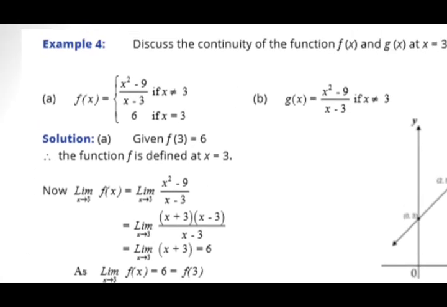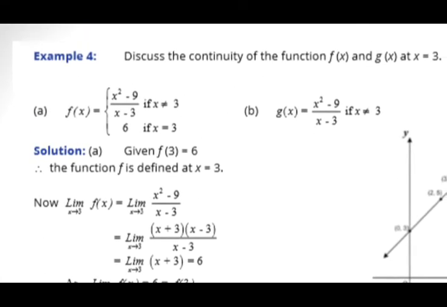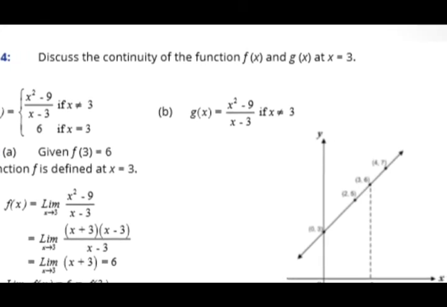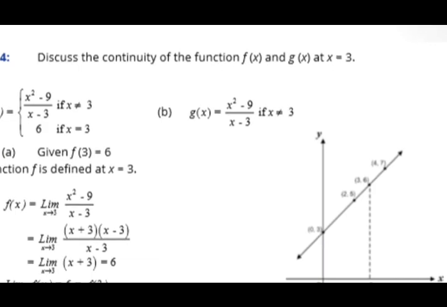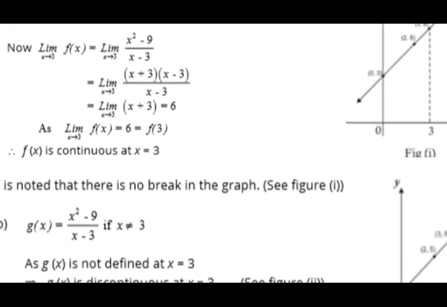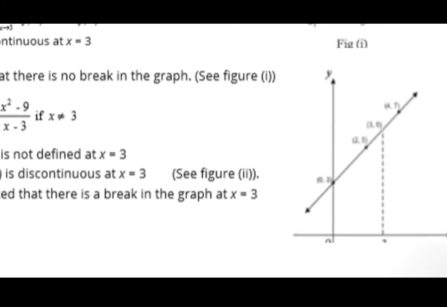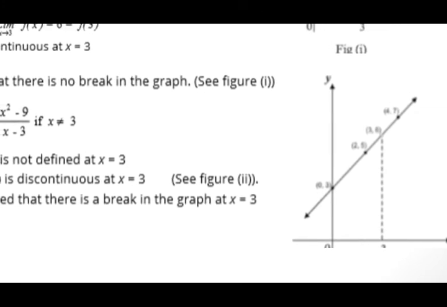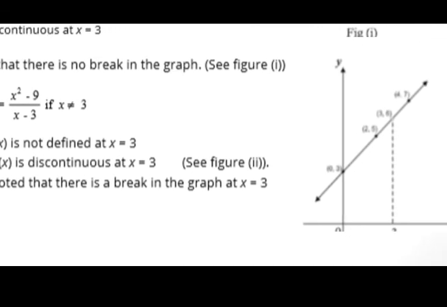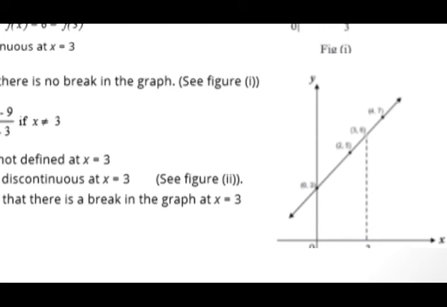The difference between the two questions: in the first part it gives the value 6 at x equal to 3, but in this we have no value for x equal to 3. Therefore part B is discontinuous. Its graph is like this. At 3 we draw an open circle in the straight line, because the function has no value for x equal to 3. This break in the function means it is discontinuous.